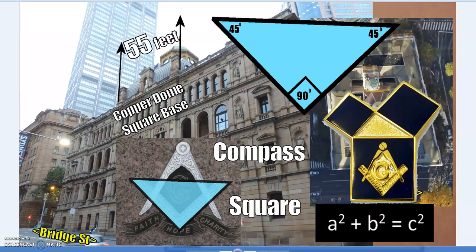Very important in Freemasonry and esoteric schools in general is Pythagorean theorem. Here we see the 3, 4, 5 triangle. A squared plus B squared equals C squared. 3 squared plus 4 squared equals 5 squared. That's why the 3, 4, 5 triangle is so important. But any right angle triangle, you can apply Pythagorean theorem.